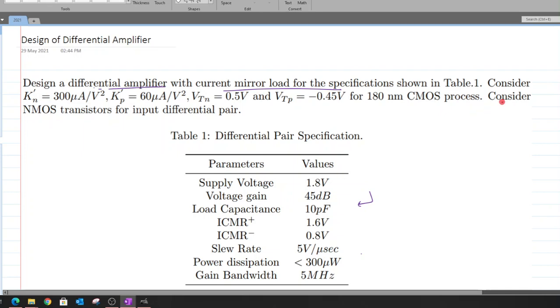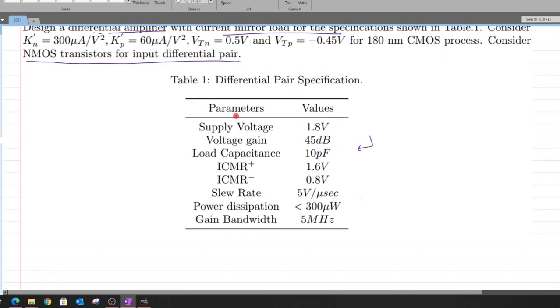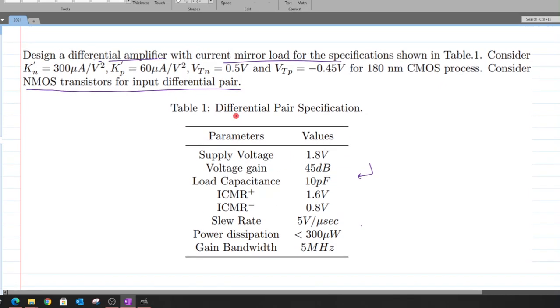Now in this case, the question had stated that we're supposed to have a differential amplifier that contains an NMOS input differential pair. So with that, let us first begin drawing the schematic of it, and later we will see how the different specifications define the W/L factor of each of the transistors that are being used in the schematic.